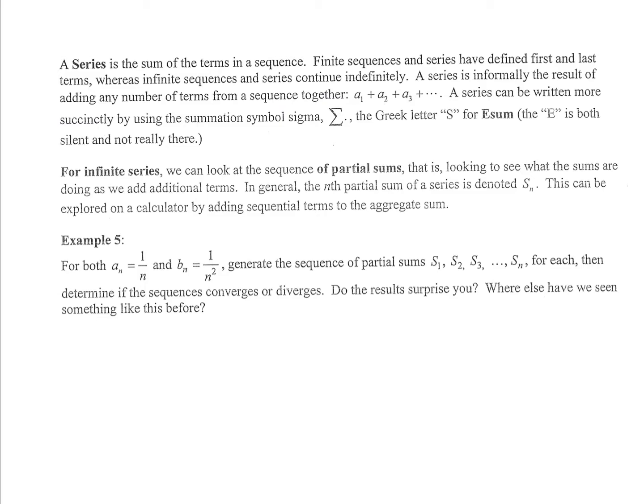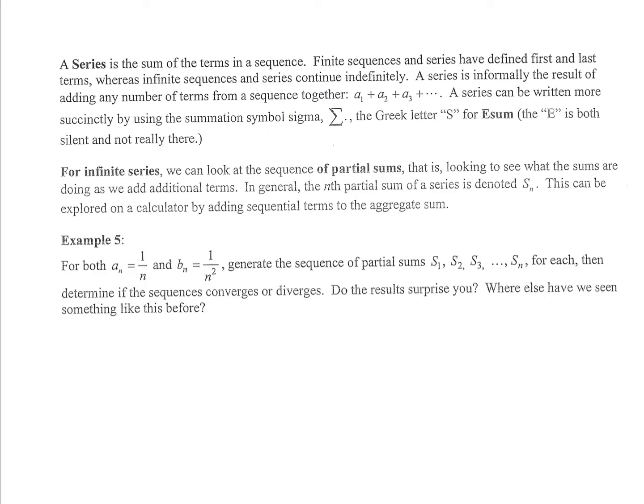Good. For infinite series, we can look at the series of partial sums. That is, looking to see what the sums are doing as we add additional terms. In general, the nth partial sum of a series is denoted S of n. This can be explored on a calculator by adding sequential terms to the aggregate. Good.